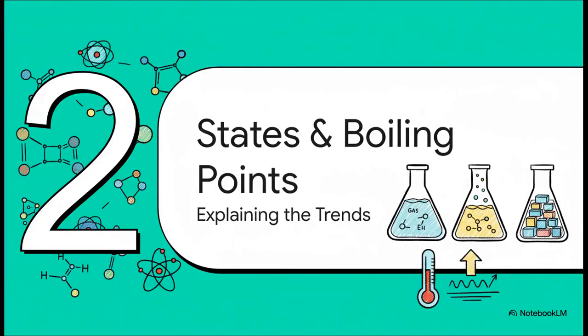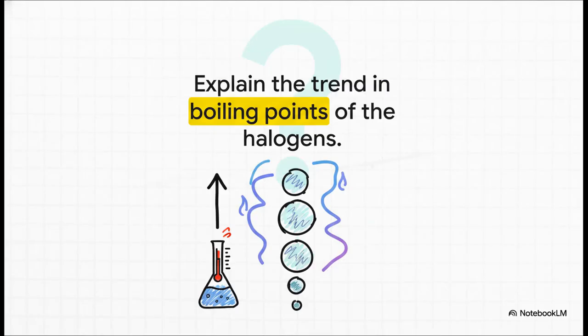Right, let's move on. Now we're going to build on that and start explaining the properties of the halogens. We're going from just stating what's happening to understanding the science behind why it's happening. Okay, here we go, a 4-mark explanation question. For these bigger mark questions, you really need a structured answer to make sure you hit all the points. It's asking why the boiling points are changing as you go down the group.